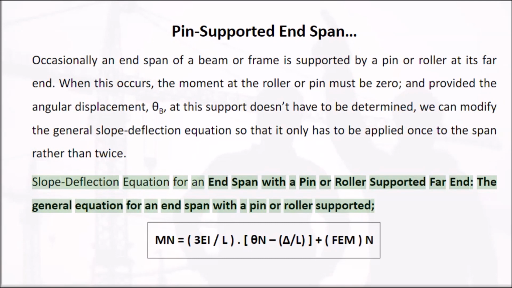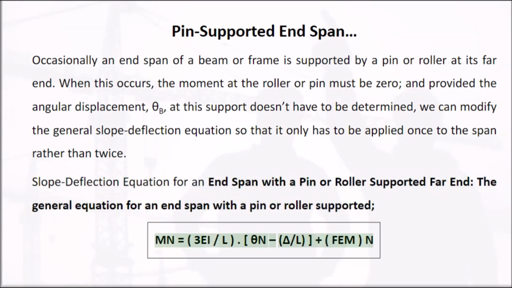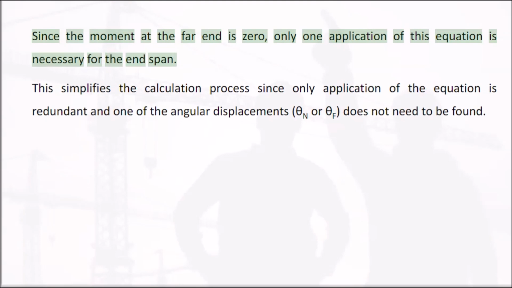Slope-deflection equation for an end span with a pin or roller supported far end. The general equation for an end span with a pin or roller support is M_N equals 3EI/L (theta_N minus delta/L) plus FEM_N. Since the moment at the far end is zero, only one application of this equation is necessary for the end span.